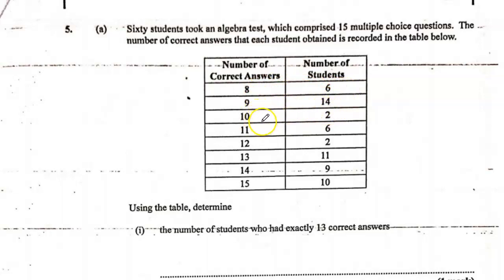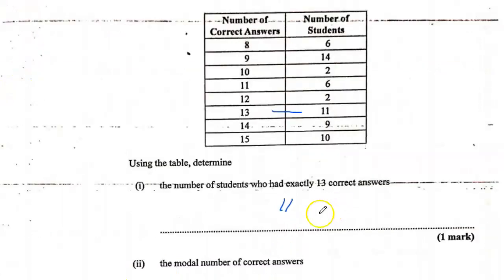The number of students who had exactly 13 correct answers. So 13 correct answers, how many students? 11 students. Next, the modal number of correct answers. So most students, 14 students, got 9 correct. So the modal number of correct answers would be 9, since most students got 9 correct answers.